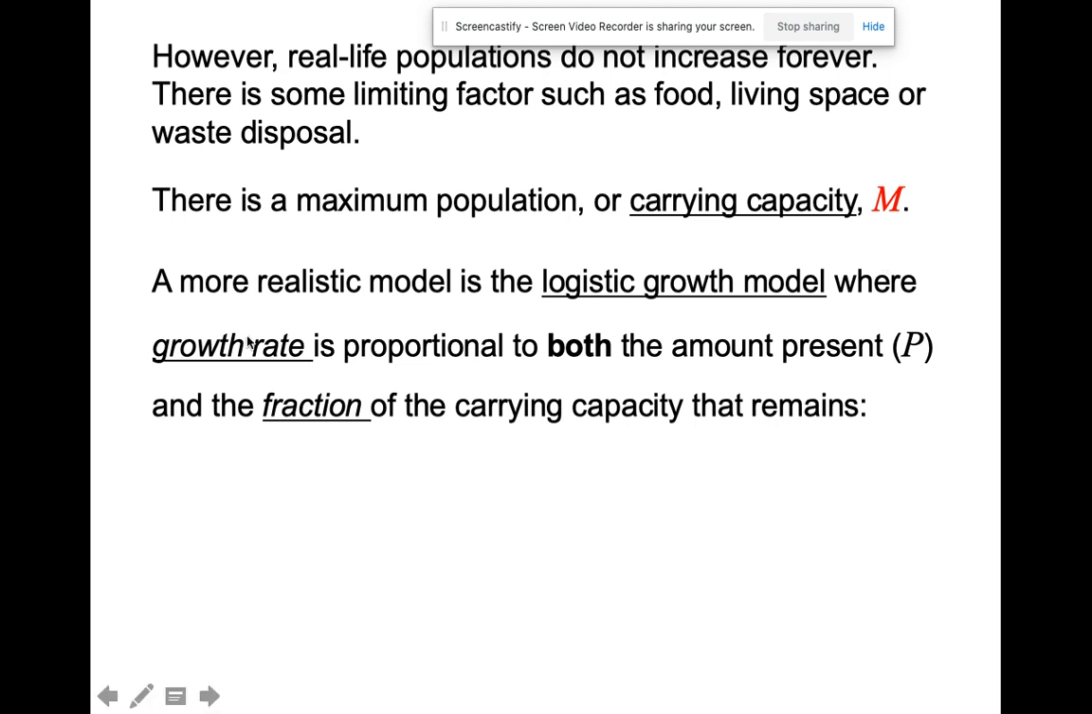Anyway, the logistic growth model says that your growth rate is proportional both to the amount present, so you still have the kP situation, but then you have another factor that is a fraction of the carrying capacity that remains. So dP/dt equals kP, there's my exponential model, but we're now saying we want to multiply that by a fraction. I have a population, we've used some resources, maybe there's been some disease introduced or a predator introduced. How can I mathematically account for that here?